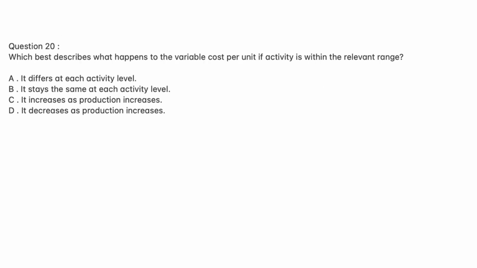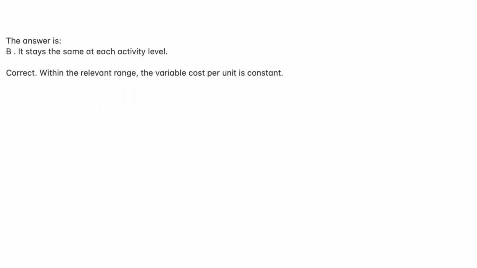Question 20. Which best describes what happens to the variable cost per unit if activity is within the relevant range? A. It differs at each activity level. B. It stays the same at each activity level. C. It increases as production increases. D. It decreases as production increases. The answer is B. It stays the same at each activity level. Correct. Within the relevant range, the variable cost per unit is constant.